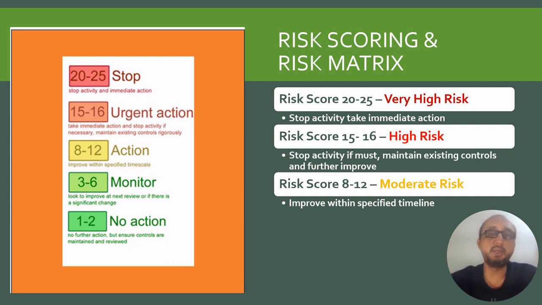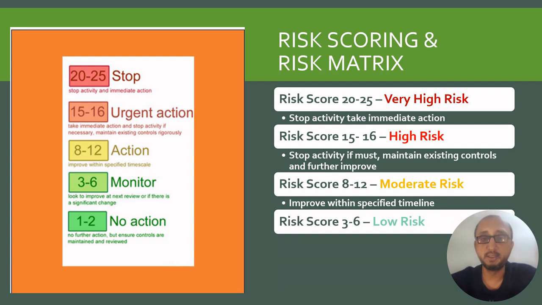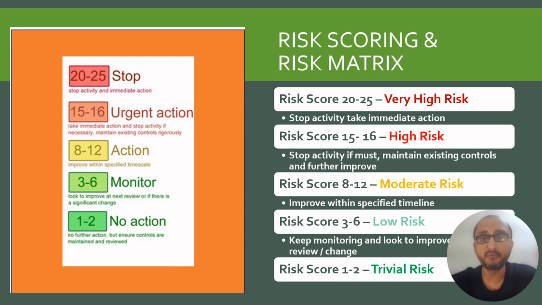If your risk score is between 8 to 12, it is called moderate. Then you have to improve the situation, maybe within the specified time or deadline. If your risk level is between 3 to 6, then it is called low risk. Then you have to keep monitoring and find the areas of improvement so you can further control or reduce it. If your risk level is 1 to 2, it is called trivial risk, which is very low. You don't need any further action, but keep monitoring and maintain your controls so they are effective.